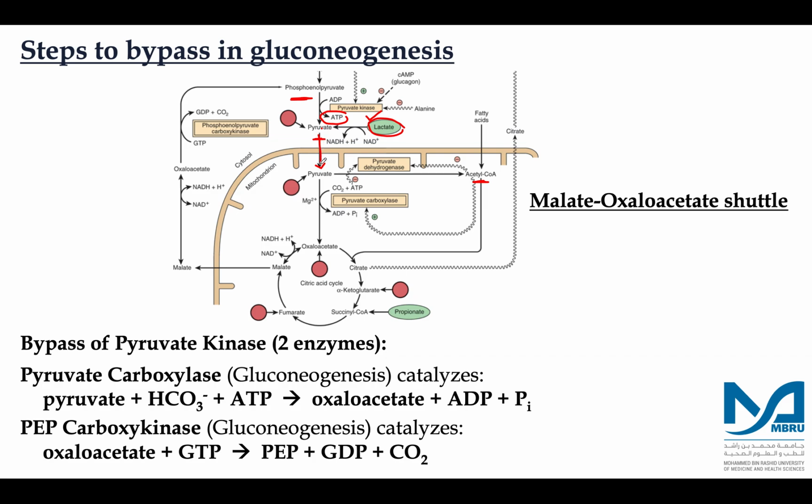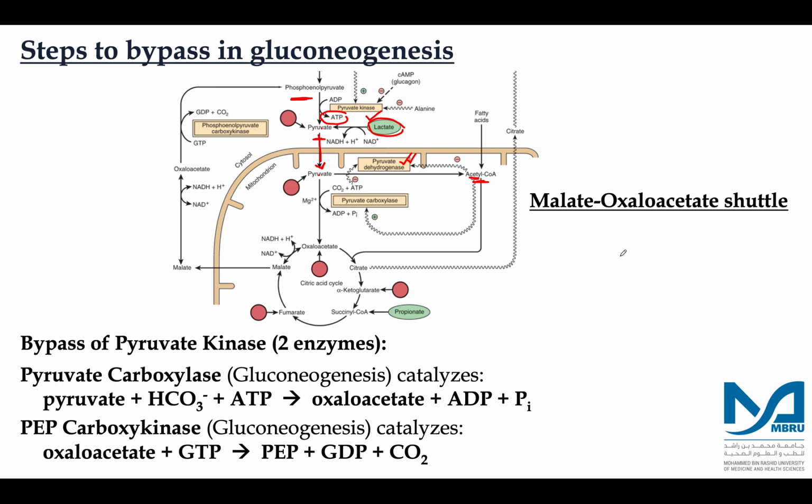Pyruvate is also transported by symport inside the mitochondria by the catalytic activity of the enzyme pyruvate translocase, and once pyruvate comes in, the fate of pyruvate is to be converted to acetyl coenzyme A by the modular enzyme complex known as pyruvate dehydrogenase. So you are well versed with these reactions which are occurring.